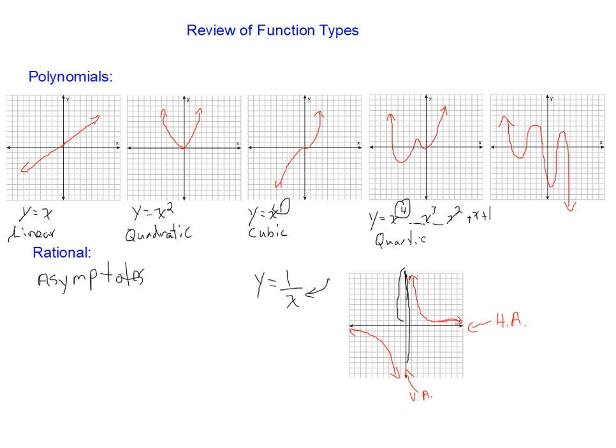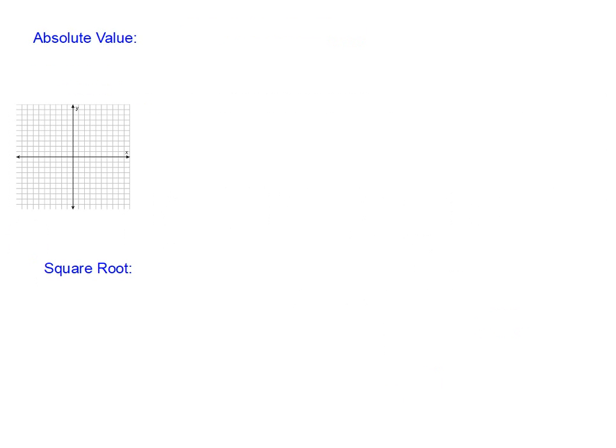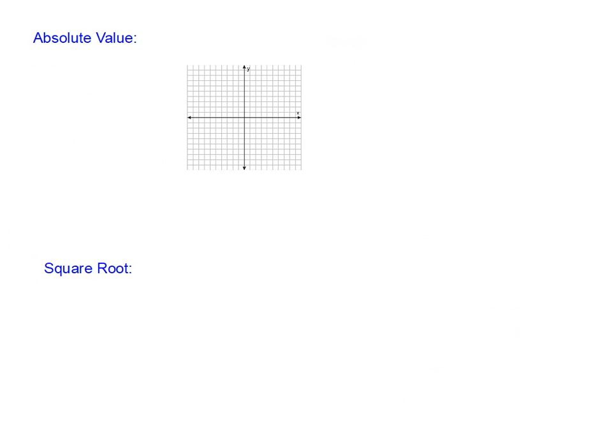All right, let's move on to the next one. The absolute value function looked sort of like this. Let's try that again. I'm having trouble with my mouse. Here we go. So the absolute value function looked sort of like this. It looked like a straight line from the origin on up. Let's fix that up. There we go.